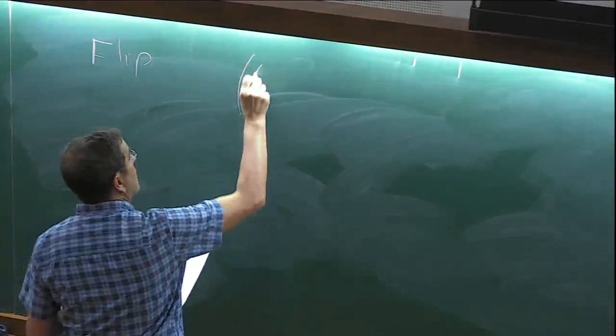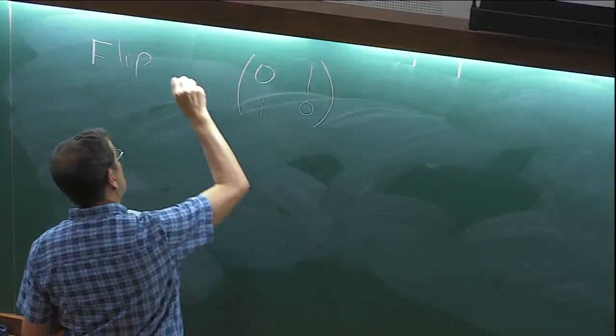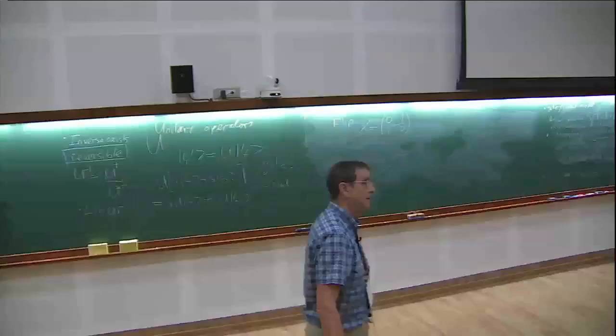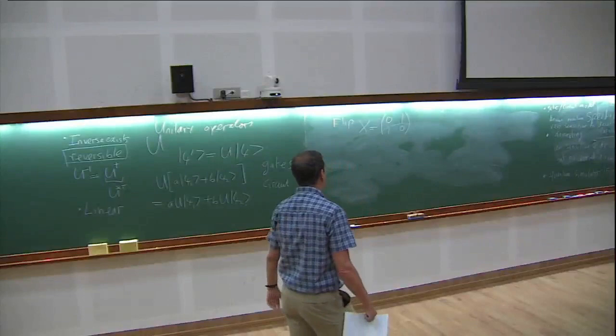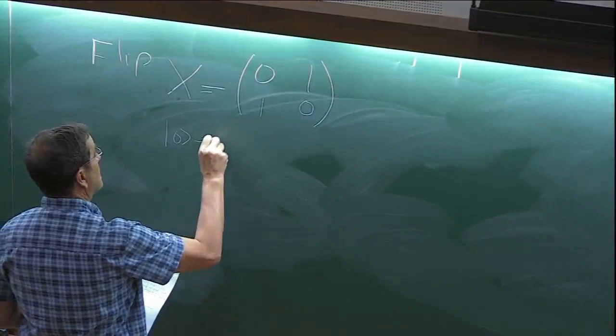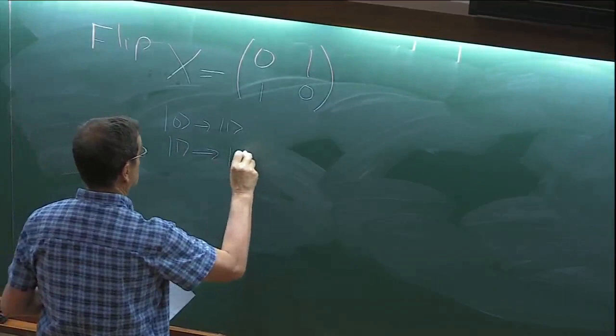0, 1, 1, 0. I will call that X. That's the standard notation. You will, of course, realize that as physicists, this is just the Pauli spin matrix, sigma X. But in the quantum computing community, you don't write sigma, you just write capital X. So obviously, what that flips, so 0 goes to 1, and 1 goes to 0.